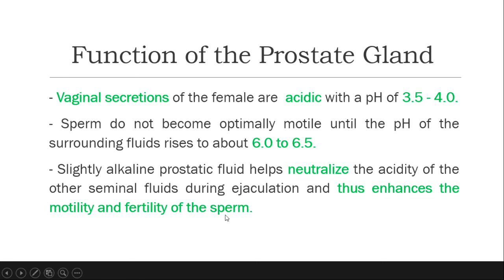So, yun yung function ng prostatic fluid natin. Diba? It neutralizes para maging optimal yung pH for the sperm. Okay? Para maging motile siya, tapos mataas yung fertility na pwedeng mag-occur.